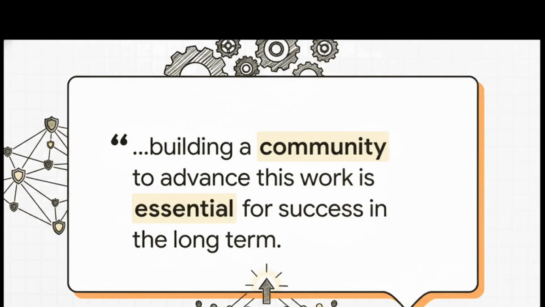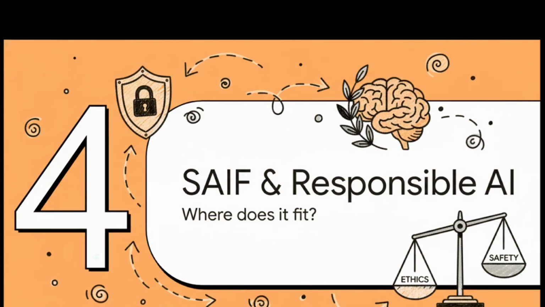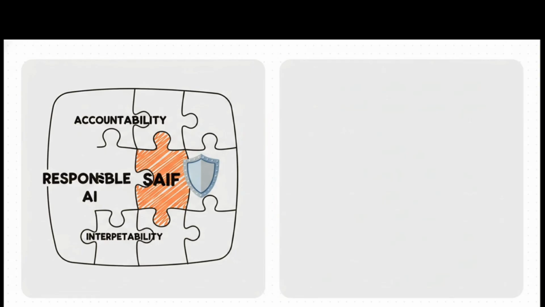This quote from Google really just sums it all up. They've learned from security initiatives in the past that you can only get so far by yourself. For real, long-term success, you have to build a community that can work together to raise the security bar for everybody. So a question that comes up a lot is, where does a security framework like SAIF fit into that much bigger conversation about responsible AI? And that's a great question because they are definitely related, but they're not exactly the same thing. And this slide lays it out perfectly.